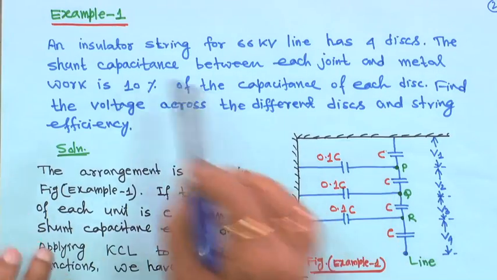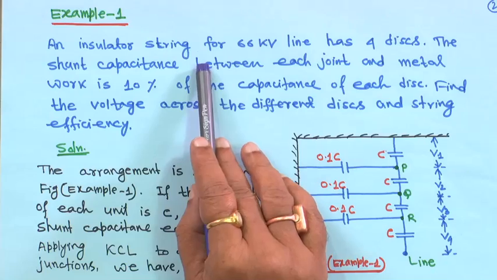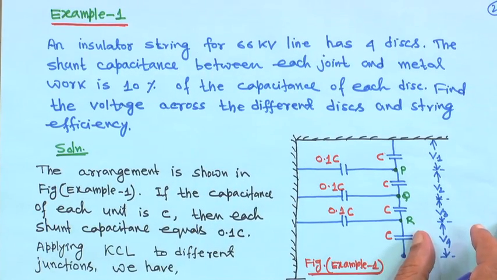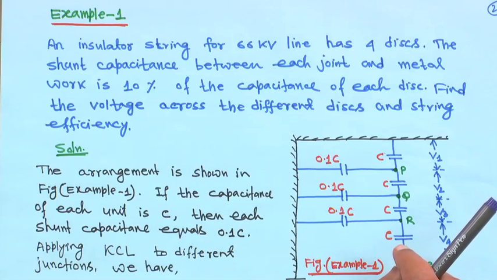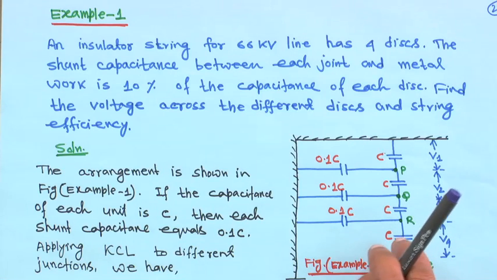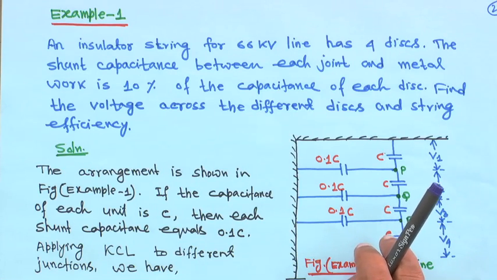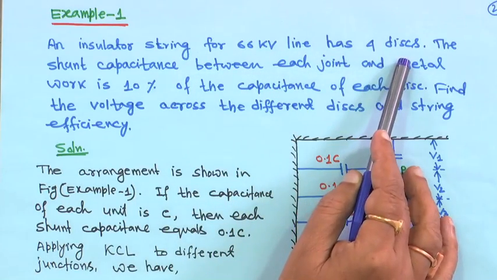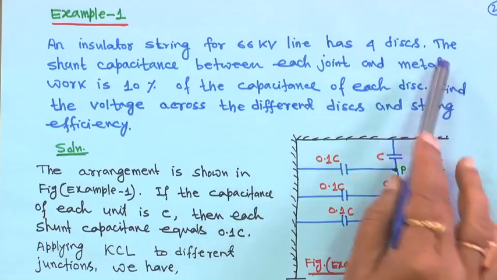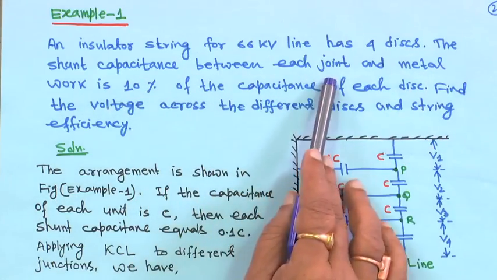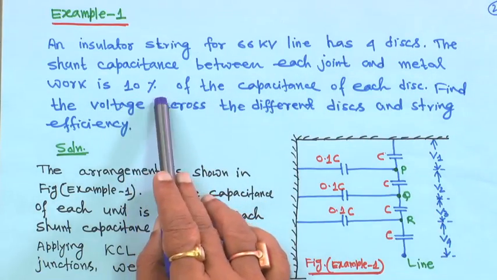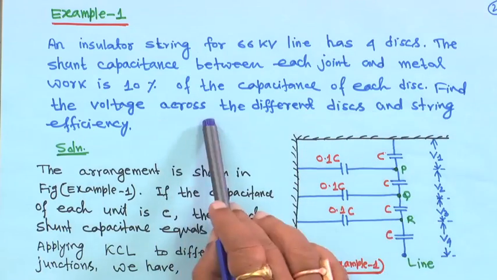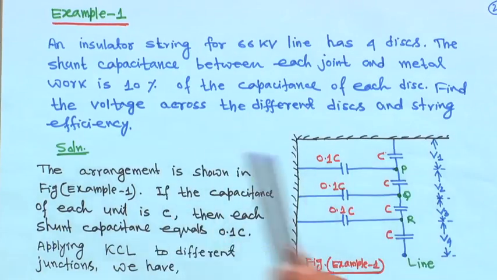Now, the question is example 1, and actually the insulator topic is quite easy for you compared to many other difficult topics. So, you just have to concentrate a little bit and that is all. An insulator string for a 66 kV line has 4 discs, that means 4 units are there. The shunt capacitance between each joint and metal work is 10% of the capacitance of each disc. Find the voltage across the different discs and string efficiency.